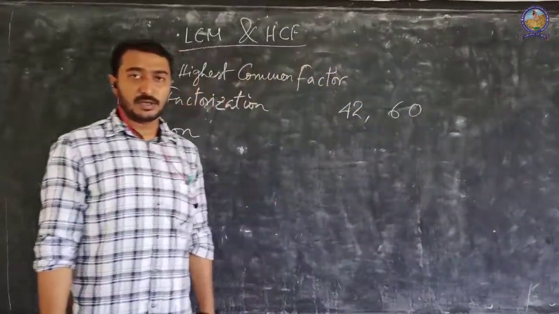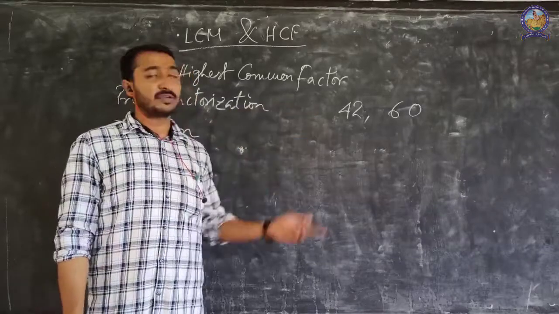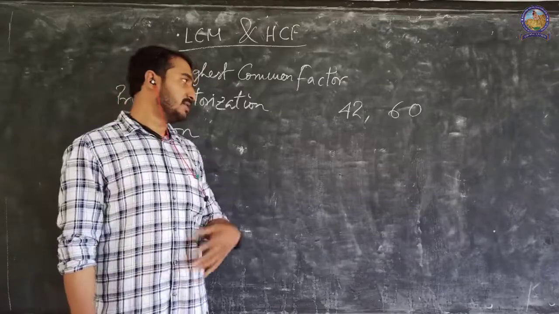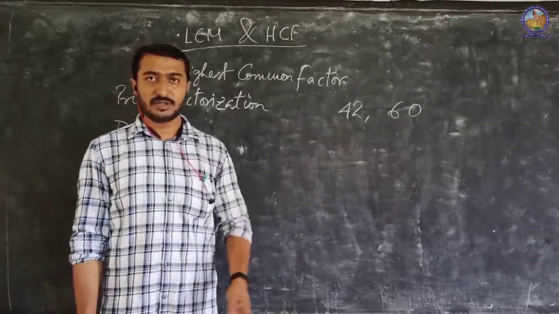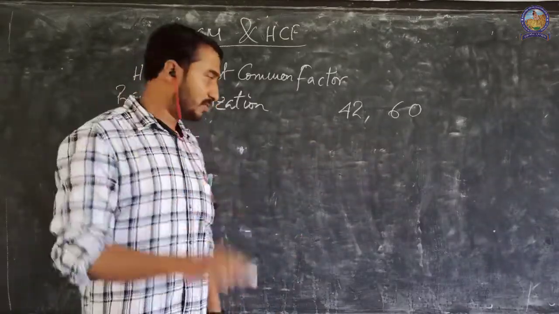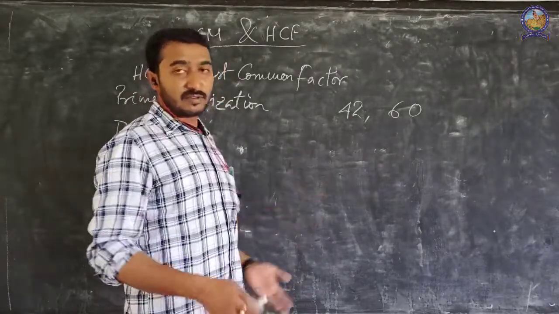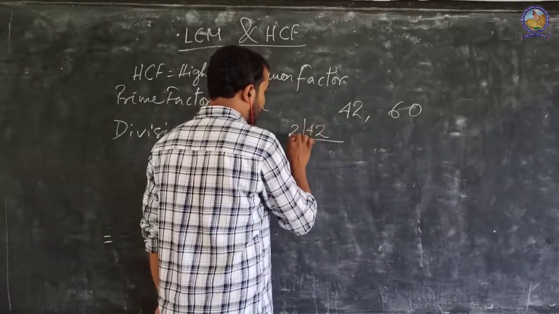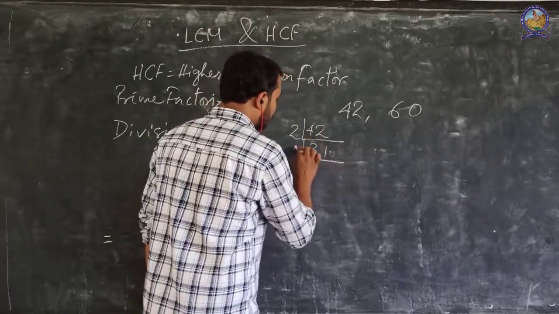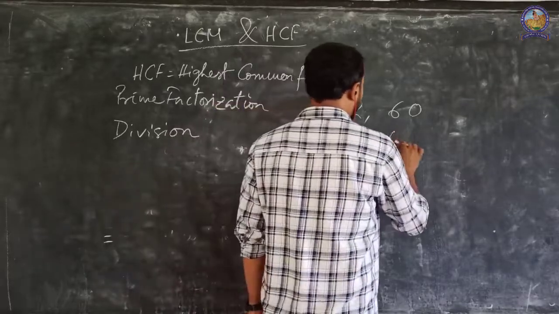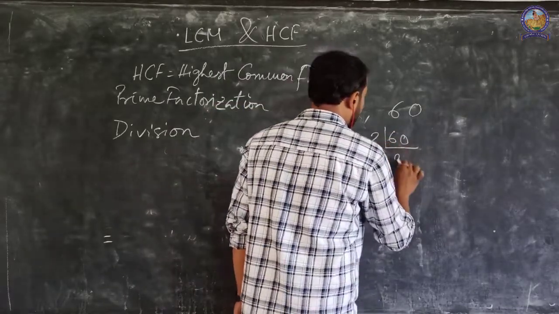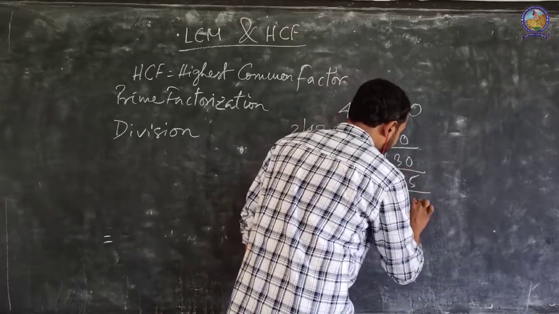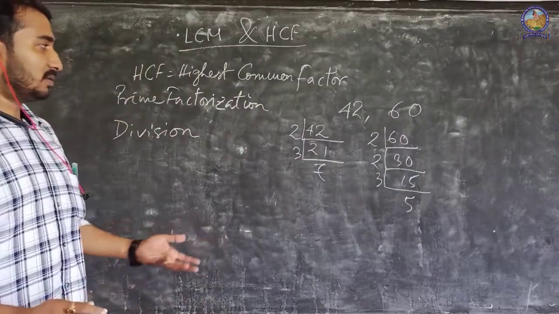So, in the prime factorization method, what you have to do? You have to do prime factorization of these numbers separately. For prime factorization, you know two different methods, the factor tree method and the factorization method. I am using the factorization method, you can use the factor tree also. If I factorize 42, and if I factorize 60, I will get 30 here, then 2, 15, then 3, 5. So these are the numbers I am getting.